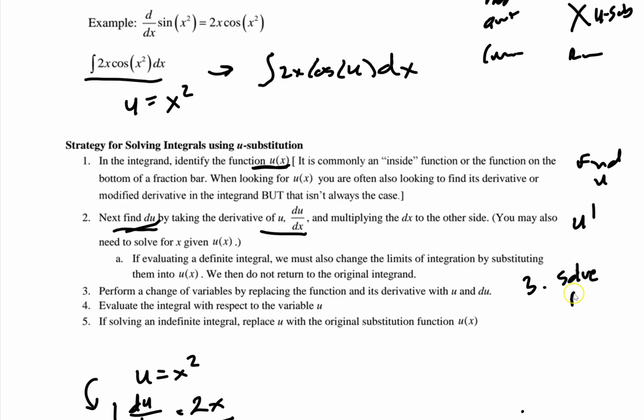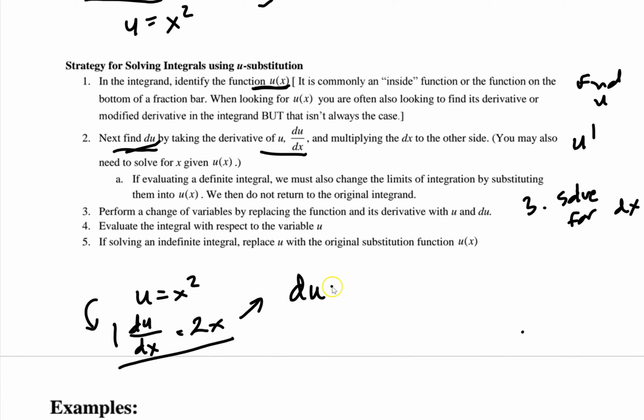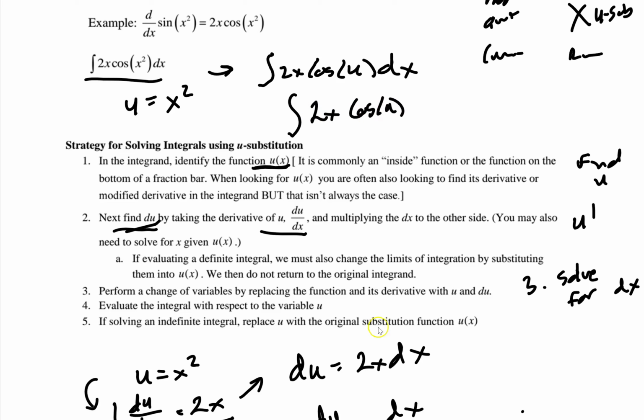So over here, I'm going to solve for dx. So let's multiply both sides by dx. Then again, I want to get dx by itself, so divide by that 2x there. So you get du over 2x equals dx. That's step 3, solve for dx. Why is that so important? We could plug it back into this now. So this equation is going to become: integrate 2x cosine u, and that dx is going to be switched over with the du over 2x.